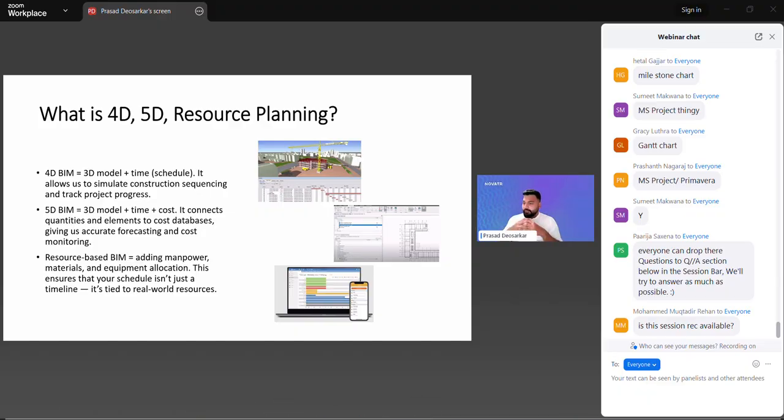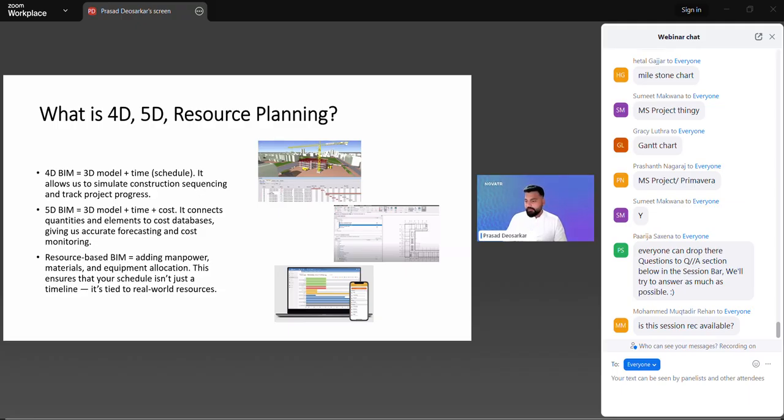Now, where does cost come into the picture is when we are talking about quantity takeoffs, the quantities that you have to order, that you have to purchase, that are delivered to site and then are being utilized on site. All of that can also be tracked now with the use of BIM, with the use of 5D BIM software.